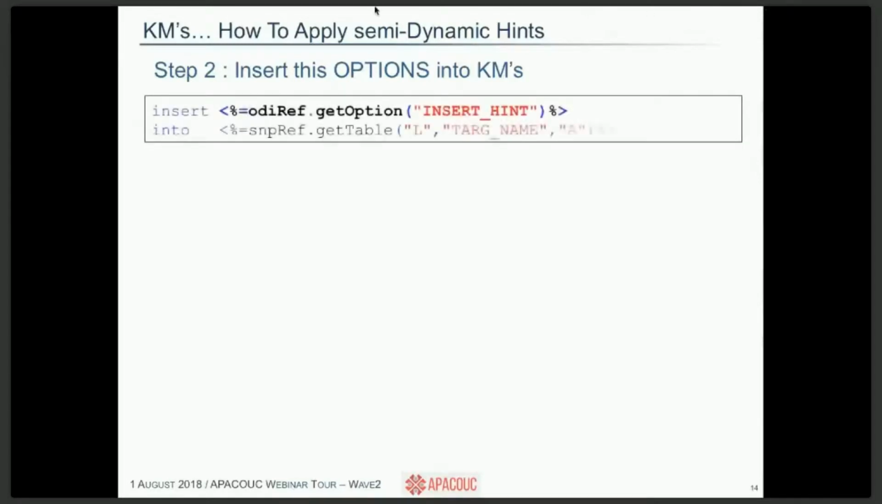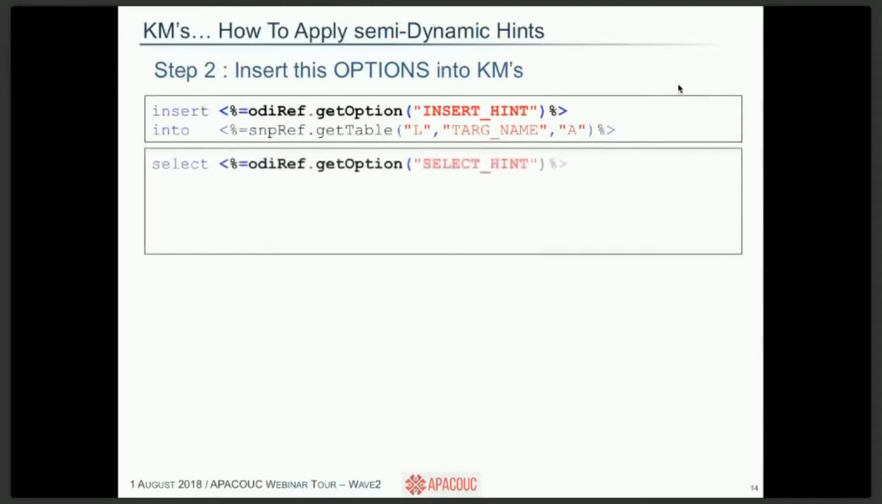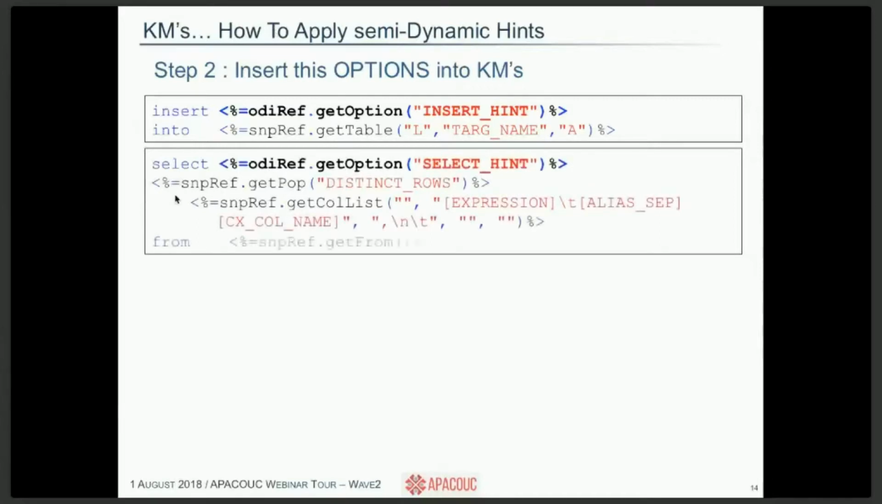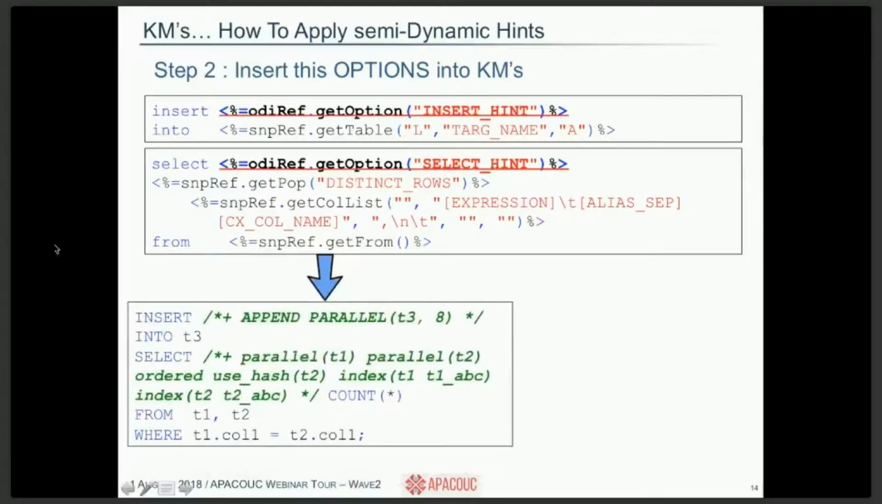So this is the get option method to get inserted and selected, and these two statements will create a SQL statement like this. So within the option, I typed append parallel T3, comma 8 and parallel T1 T2 ordered whatever. So it will get everything as an insert into select statement. So everything will still work fine within parallel mode.